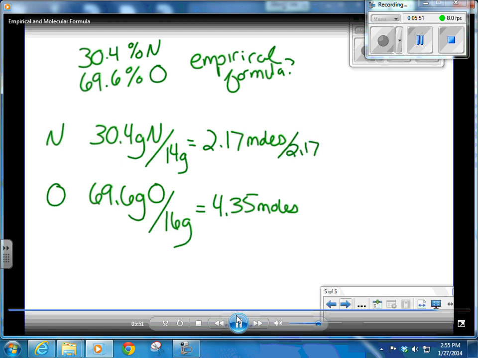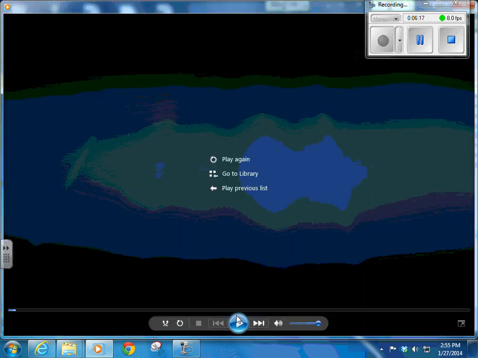You look at both of these numbers, divide them both by the smaller of the two to get the smallest whole number ratio. In this case, it's going to be 2.17 divided by 2.17. Divide them both by 2.17. And you get a formula of N1, that's the subscript, because 2.17 divided by itself is 1, and O2, because that second one gives you a subscript of 2. So your empirical formula is NO2.